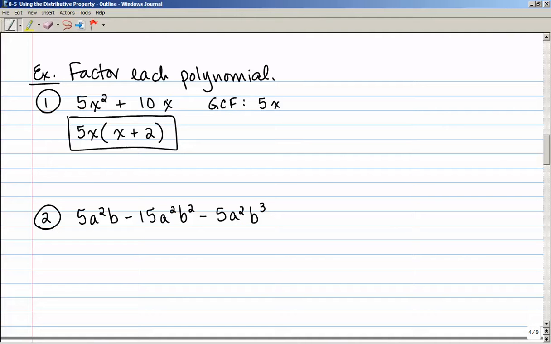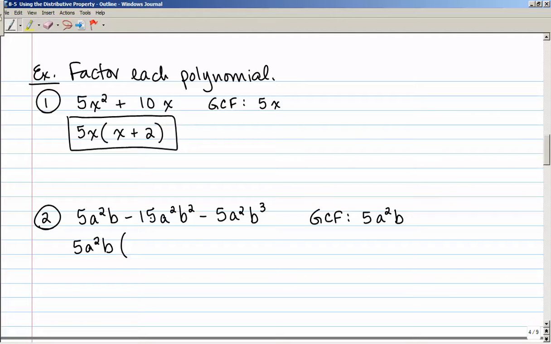I have 5a squared b minus 15a squared b squared minus 5a squared b cubed. So let's start with the numbers. The largest number that I can take out for my greatest common factor is a 5. And here I have an a squared, an a squared, and an a squared, so each of those terms can be divided by an a squared. And here I have a b, a b squared, and a b cubed. Each of those can be divided only by a b. Notice I can't divide b by b cubed because that's too many b's. So my greatest common factor of 5a squared b will go outside the parentheses.